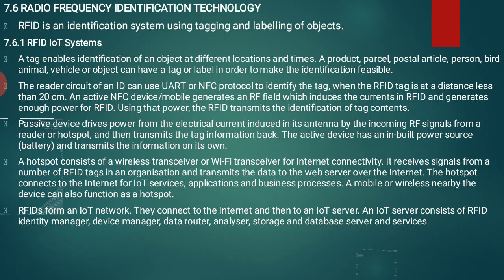An IoT server consists of an RFID identity manager, device manager, data router, analyzer, storage, and database server and services. The identity manager identifies the device, and the device manager is also used to identify the devices. Data routers, we are familiar with. Then there are analyzers, storage and database servers and the services.